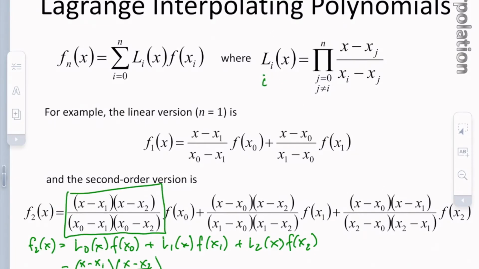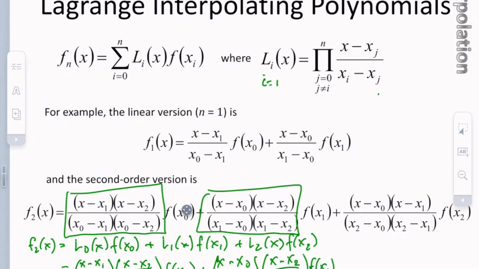Now for i equals 1, we have x minus x naught, where j equals 0, divided by i equals 1, so x1 minus x naught. Now j must not be equal to i, so we don't need the x1 here for j, so we go immediately to j equals 2. So this is multiplied by x minus x2 over x1 minus x2 times f of x1, which is the term that we have here.